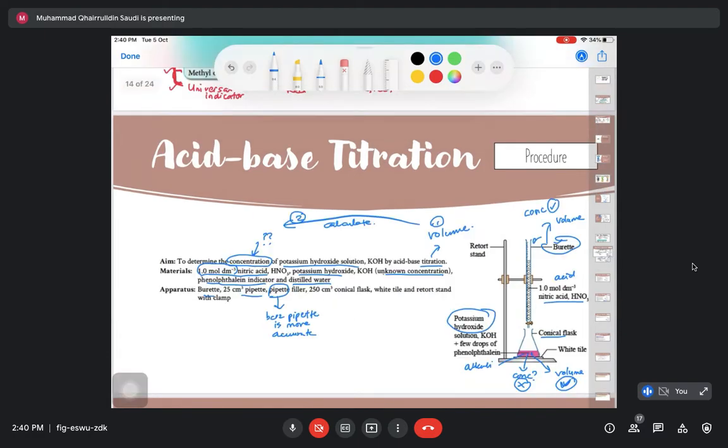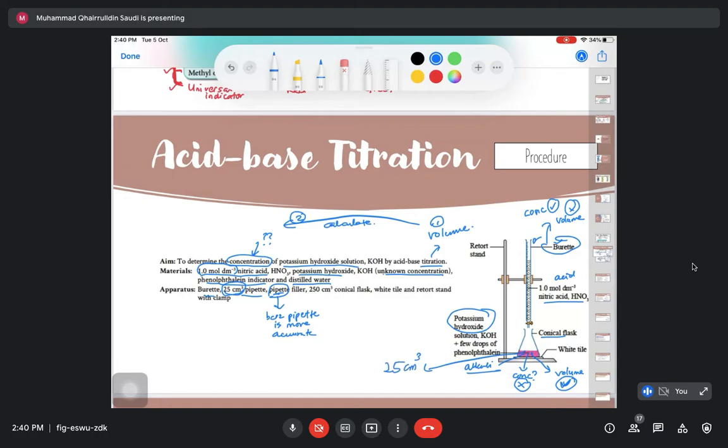We don't know the volume needed. Terbalik. Okay, so that is why we use pipette. Pipette kita dah guna 25 cm cube pipette, so we know that this alkali is 25 cm cube.